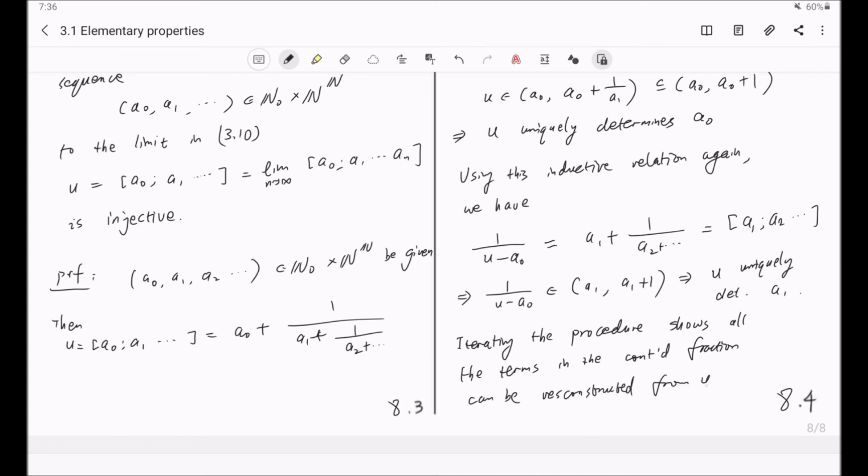from u. And that finishes the proof of uniqueness, because our proof shows that if you are given a u, then the pre-image of u under this map is uniquely determined from u. There couldn't be another sequence of integers that gives you the same u. It has to be unique. So this proves the uniqueness.